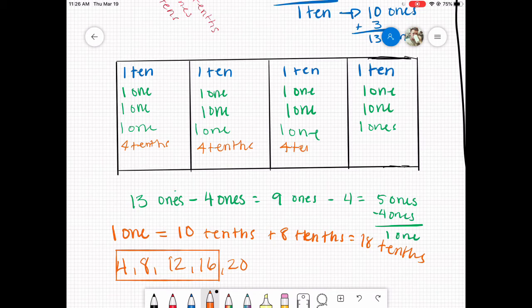And if you haven't already guessed, after we put those 4 tenths in each box, we have 2 tenths left over. So we're going to break those 2 tenths up into 20 hundredths.